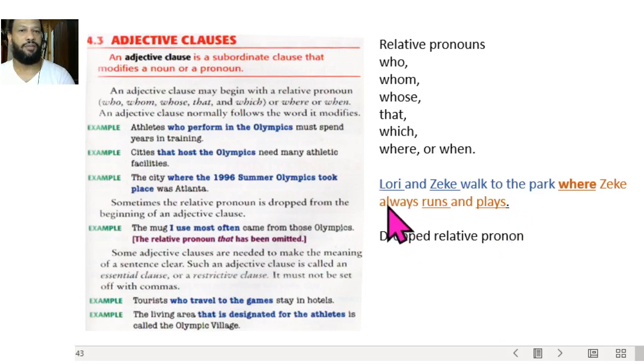Look at one example I am providing. Lori and Ziki walk to the park where Ziki always runs in place. Okay? The park where Ziki always runs in place. Park, which is a noun, or the park, we don't know what park it is until we read the subordinate clause. Okay? Even though the sentence is complete, this subordinate clause, which is an adjective, is affecting the noun park.